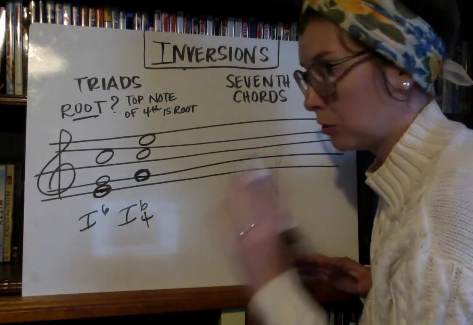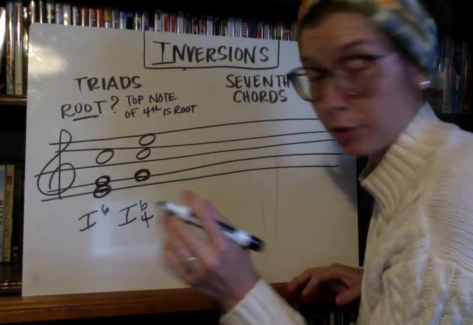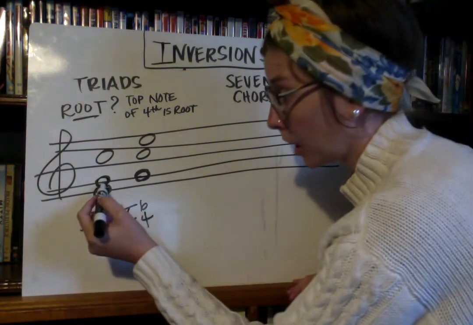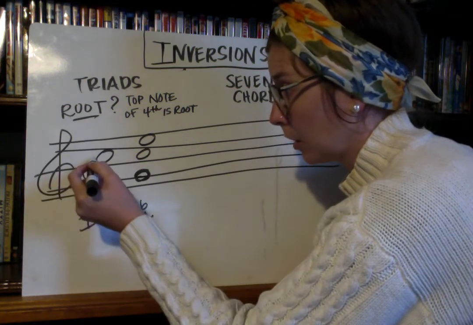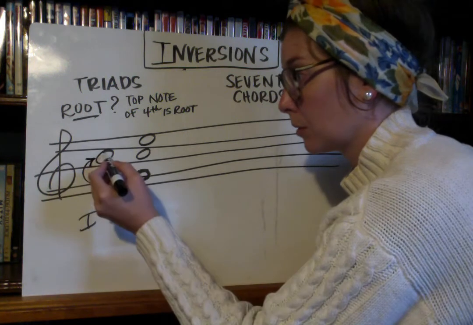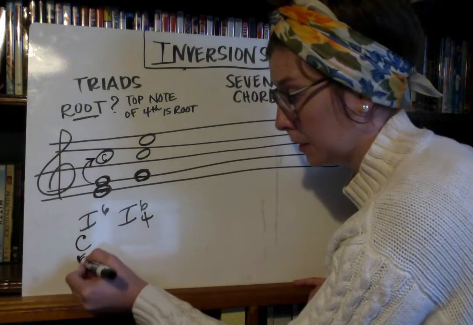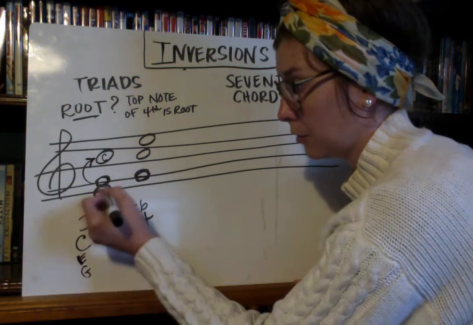If you're confused and you need to know what the root note is, find the 4th, find the interval of a 4th, okay? Here's a 4th right here. And then the top note is your root note, C, okay? So my root note is C. C, E, G, okay? And then this is in first inversion.